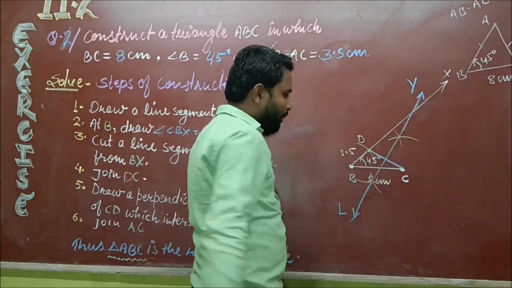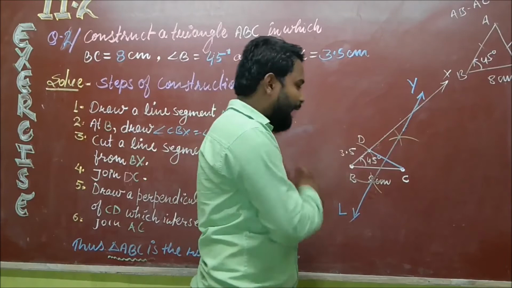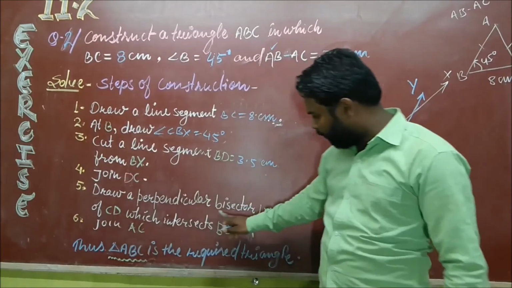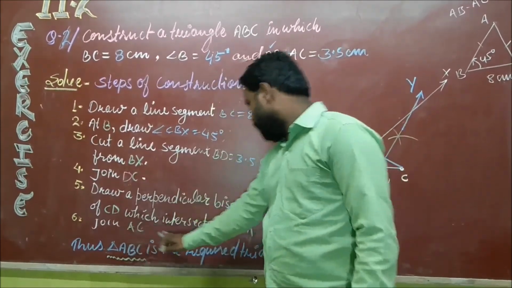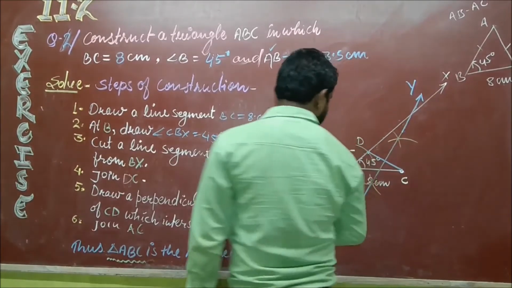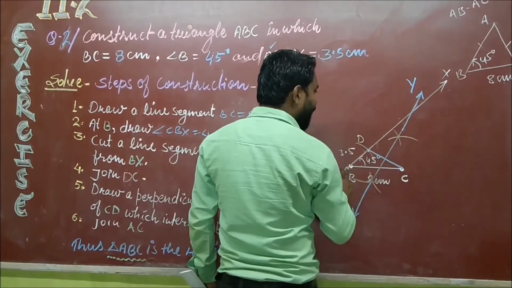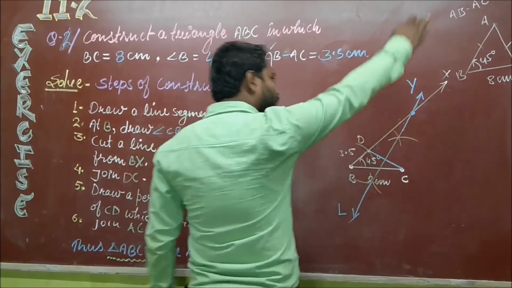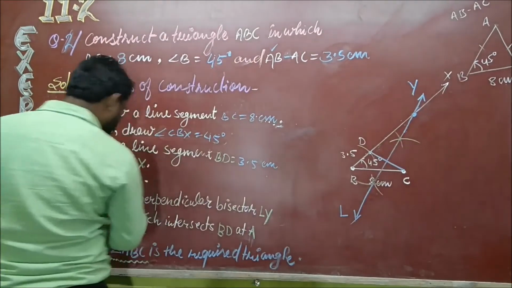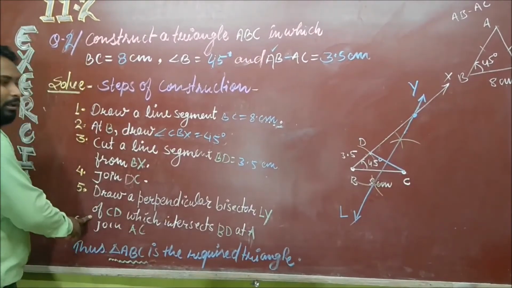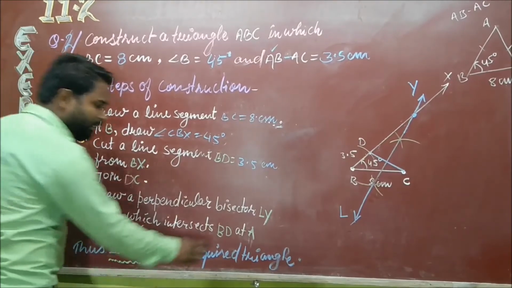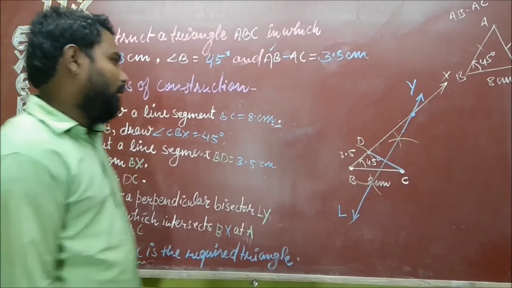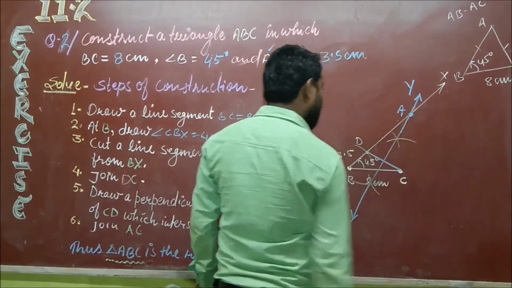So again we have finished one more step of construction here, so that I have to write in the steps. So here I have written, draw a perpendicular bisector LY of CD which intersects BD at A like previous. So here this BX, I have to put a name here because this is not intersecting the BD, this is going to the BX. So here I have to change a little bit: a perpendicular bisector LY of CD, which intersects BX at A. So this point I'll name as A.